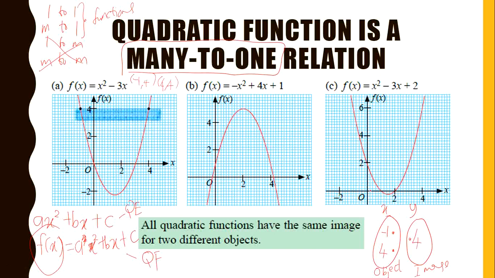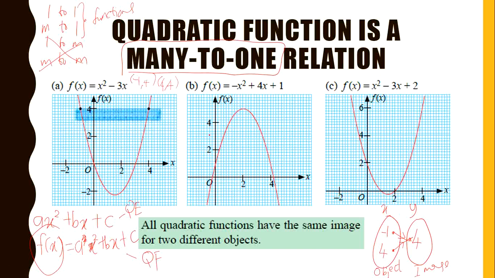So, kalau mengikut graph ni, bila x is negative 1, untuk point yang dia dah highlight tu, dia punya image is 4. And when x is 4, dia punya image is also 4. Okay. So, kalau you all masih ingat lagi, you all can recall, this is a many to one relation.